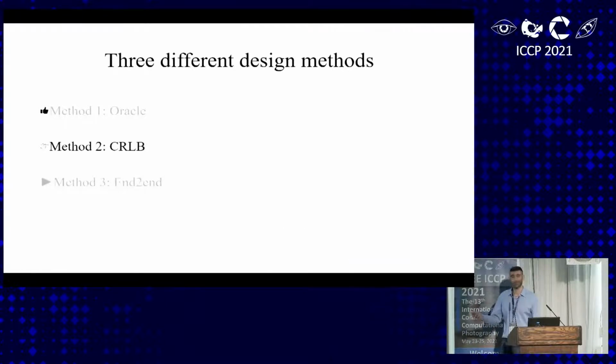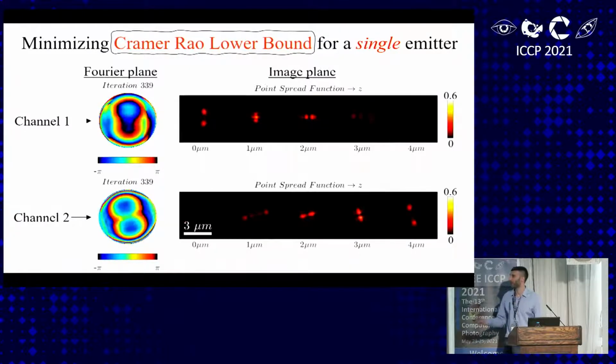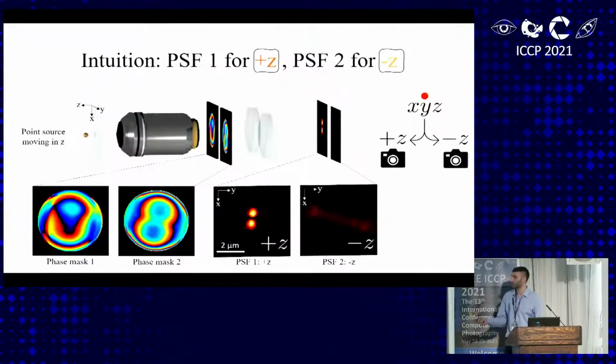Moving on to method 2, we take an estimation theory point of view. Specifically, we minimize the Cramér-Rao lower bound for a single emitter position estimation. So here you see the phase mask being updated in the Fourier plane and the PSFs being updated in the image plane. And as you can see, this is the stable local minima of this optimization. Now, if we look at this result more closely by again scanning a point source in Z, we see that essentially the information is split axially between the two channels, where one channel encodes for positive defocus and the second channel encodes for negative defocus.